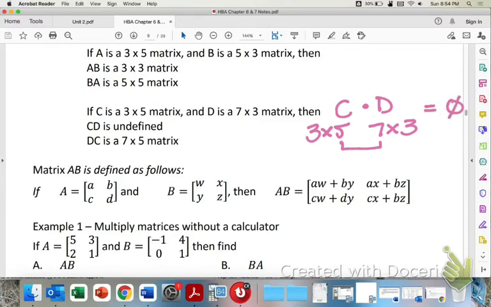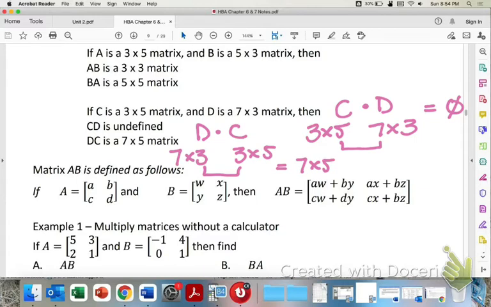Couldn't do that. On the other hand, that doesn't mean I can't do D times C. So I would check D. D is 7 by 3. C is 3 by 5. Check the middle numbers. If those match, then the answer is the outer numbers. 7 by 5 is what it would look like.